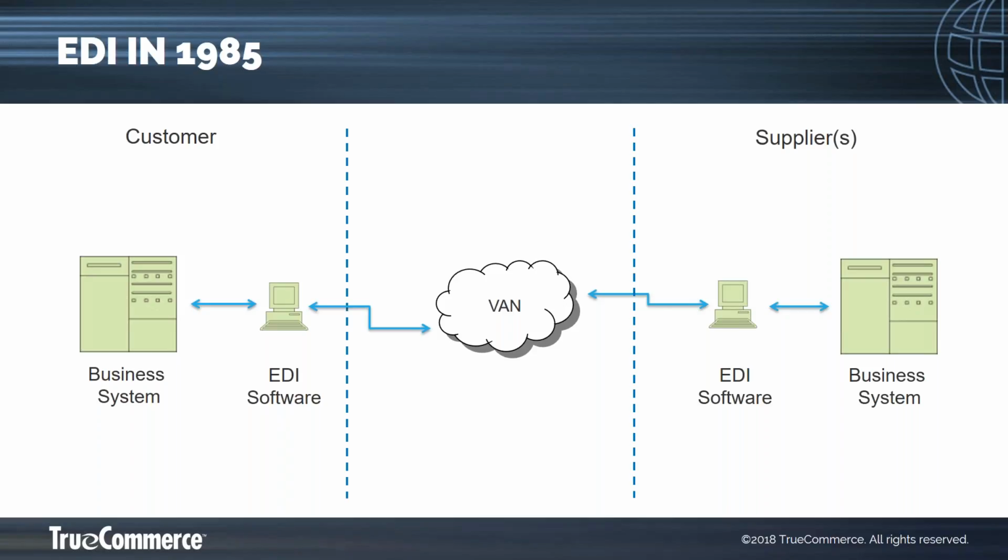Typically, information was sent via a value-added network, or VAN, which is essentially a private network used to send EDI messages. The VAN takes data sent by one organization, stores it and forwards it on to the next, so it can be downloaded and taken into the receiving ERP system.